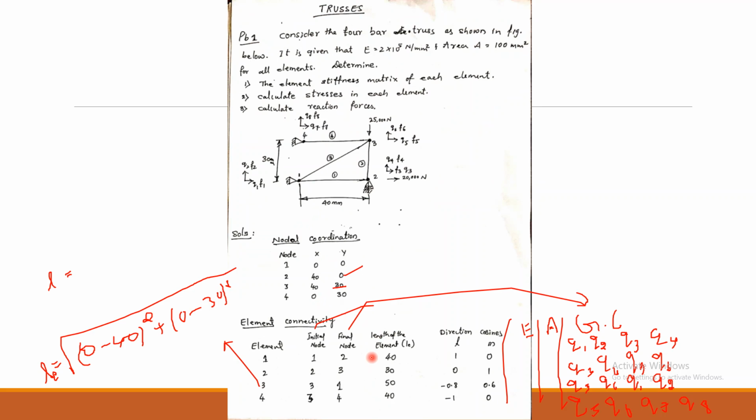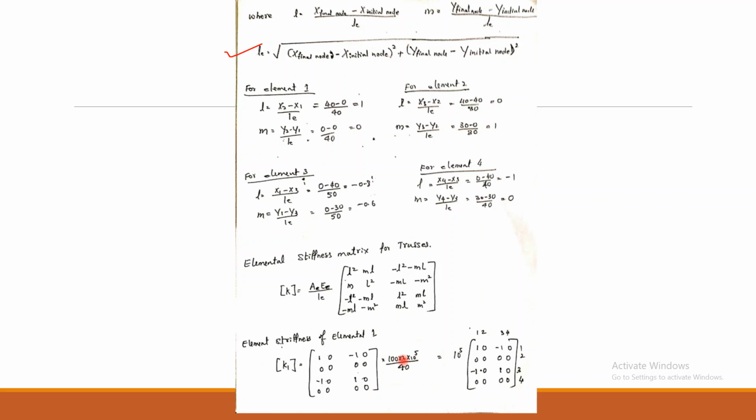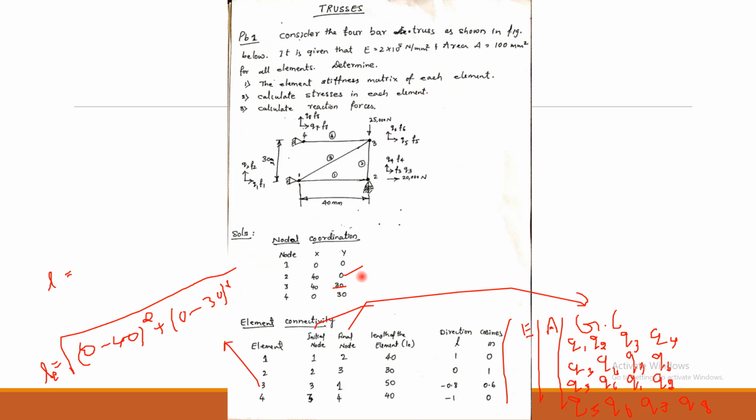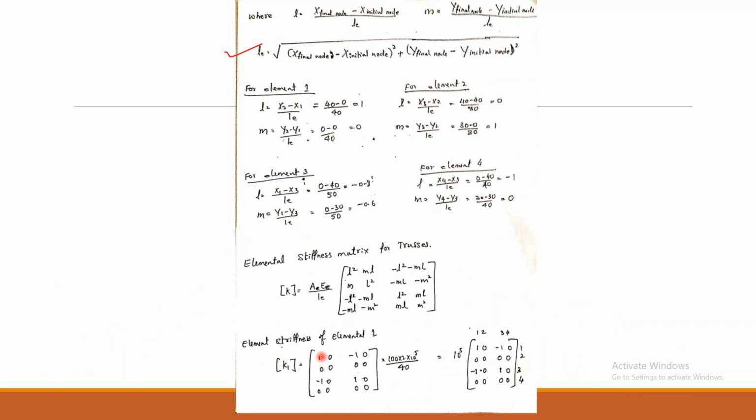So the area of element 1, Young's modulus of element 1 and length of element 1. Let us look into this table. The area of the element is 100 mm square, Young's modulus is 2 into 10 raised to 5, and length of the element is 40. So all these values you enter here, multiplied by the matrix. The matrix consists of L and M values. The L value is 1 for element 1 and the M value is 0. So you enter all those.